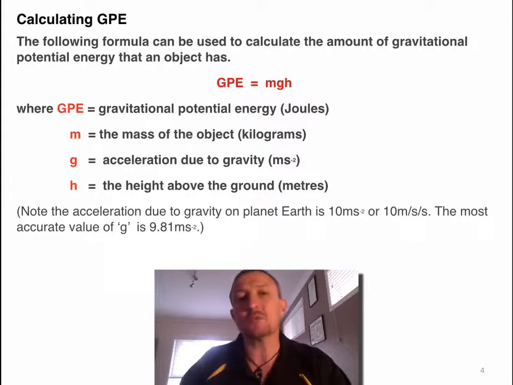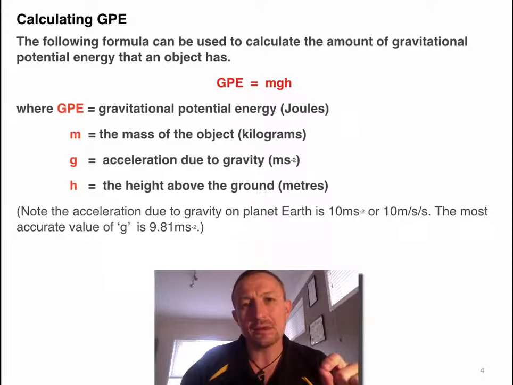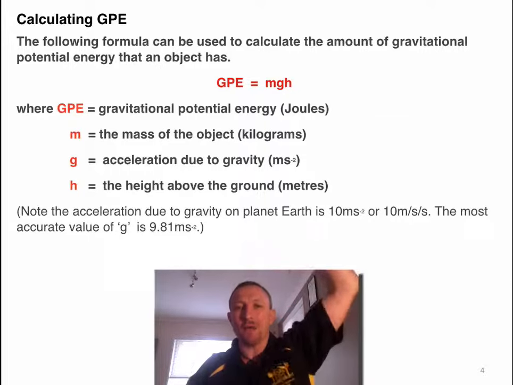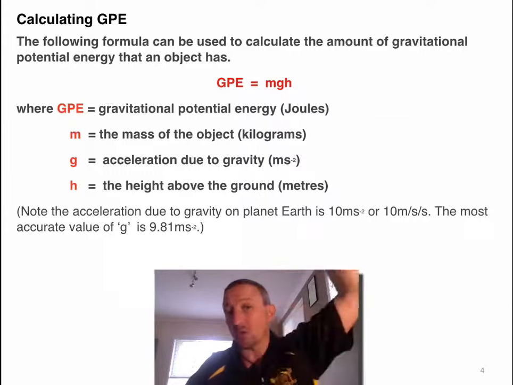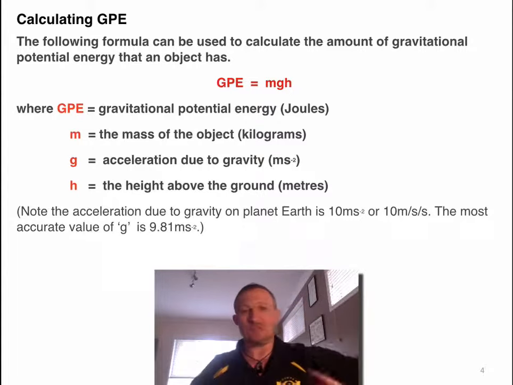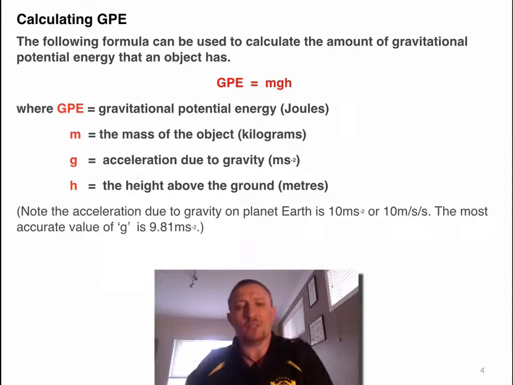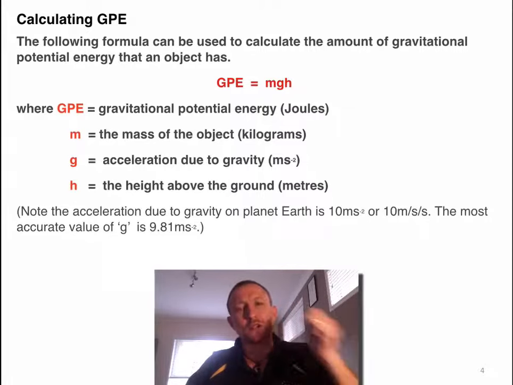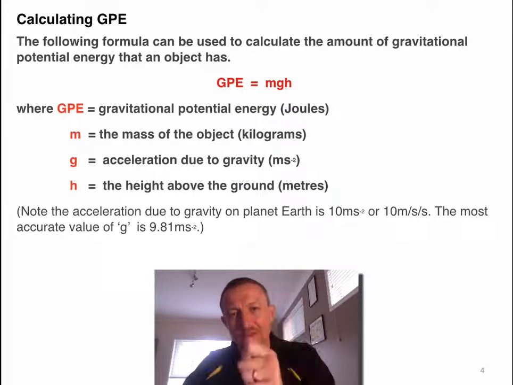The gravitational potential energy, as you can see in red here, equals the mass of the object multiplied by the acceleration due to gravity multiplied by the height that it is above the ground. Now remember, it's vertical height. It's not the distance that you go up a slope, it's the vertical height above the ground that's going to pull you down. So it's mass times gravitational acceleration times the height.